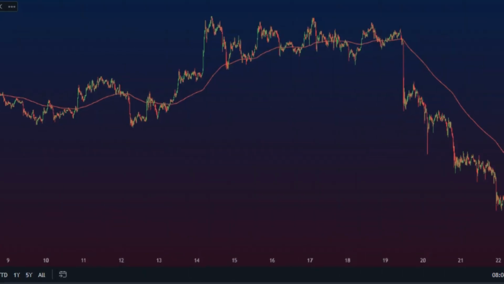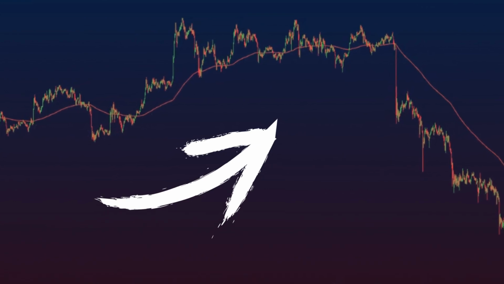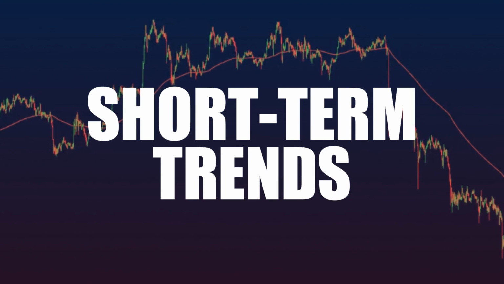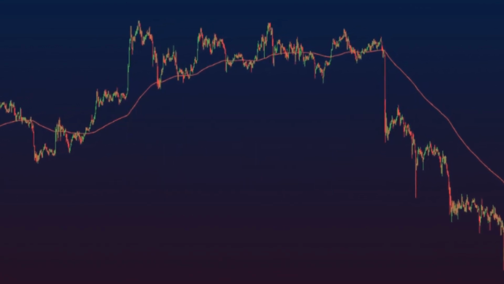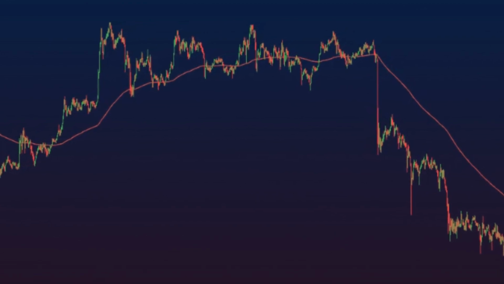Once you've added the 10 and 1 different moving averages, your chart is gonna look something like this. The indicator will provide a ton of information on the short-term and long-term trends. Alright, so after adding the indicator to the chart, we gotta configure it for this strategy.